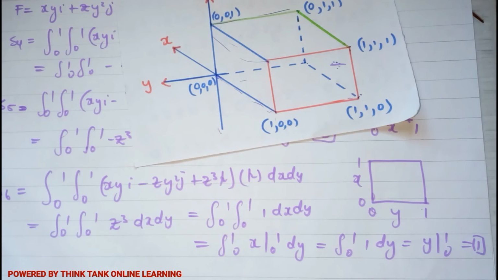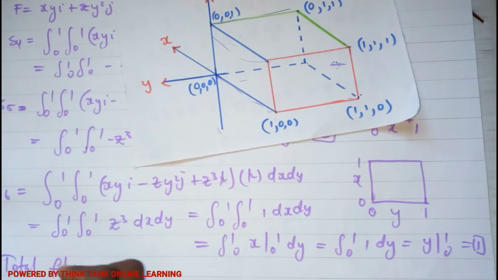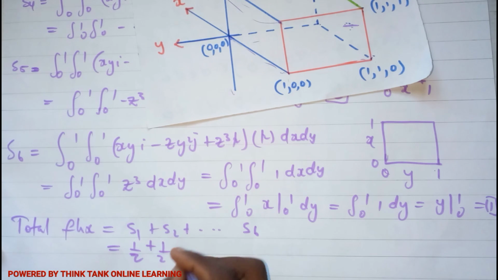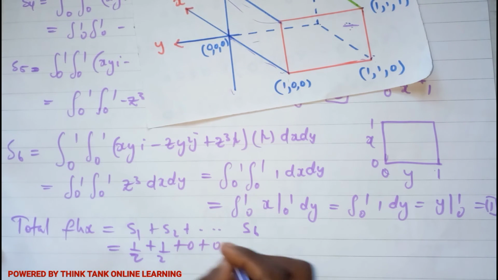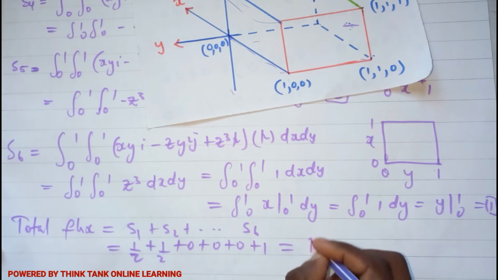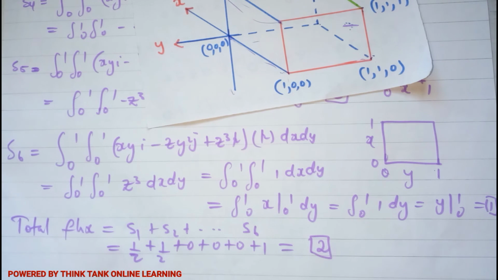So what is going to be the total flux? The total flux is surface number 1, plus surface number 2, plus up to surface number 6. For surface number 1 we get half, for surface number 2 we get half, the third surface we have 0, the fourth surface we have 0, and for the fifth surface also 0, and for the last surface we have 1, and this is equal to 2. When we calculated the total flux using the divergence theorem, we also had 2.